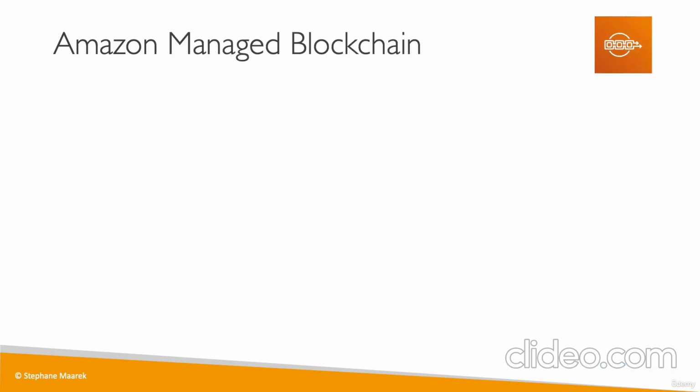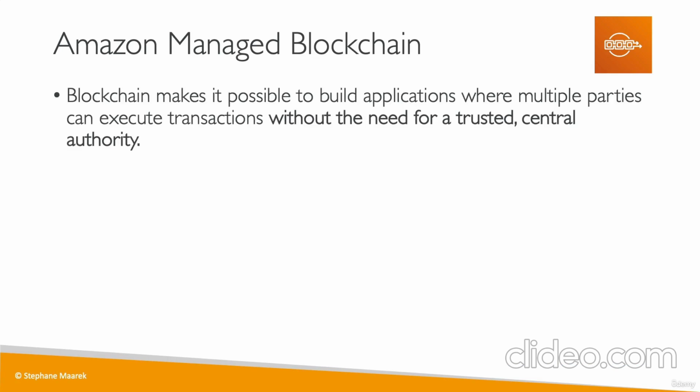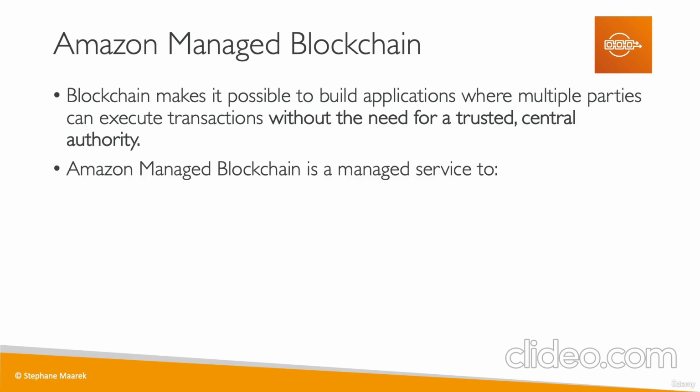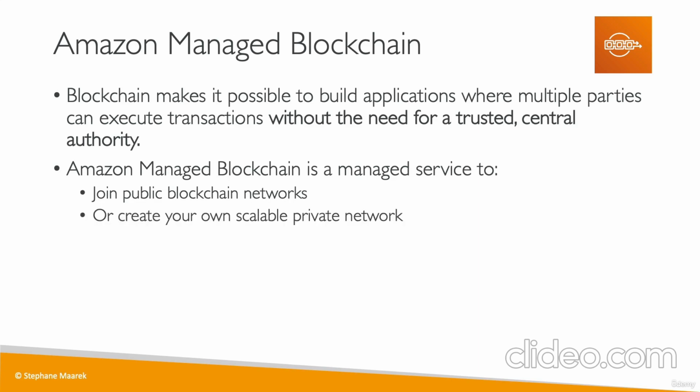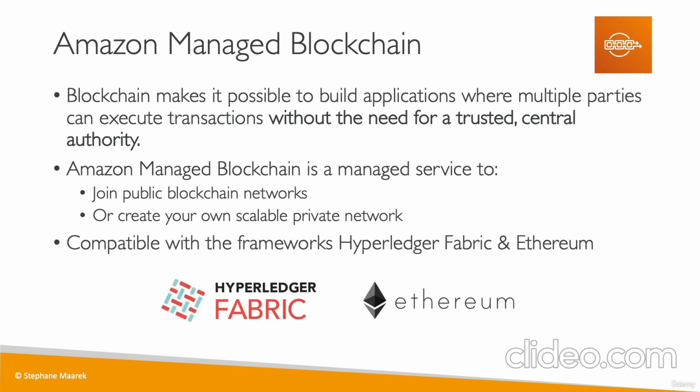Now let's talk about Amazon Managed Blockchain. So what is blockchain? It makes it possible to build applications where multiple parties can execute transactions without the need for a trusted central authority. So there's a decentralization aspect to a blockchain. So Managed Blockchain by Amazon is a service to join public blockchain networks or create your own scalable private blockchain network within AWS. And it's compatible with two blockchains so far, the framework Hyperledger Fabric and the framework Ethereum.